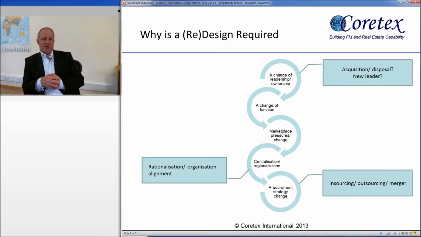Also, it might be that the marketplace is changing. It might be that your competitors are doing different things, and in which case you need to respond. In some cases, in fact, you may decide, or the person inside the estates and real estate and facilities function might decide that they want to emulate, copy what somebody they've met in the industry does. It might be that they want to learn lessons from other organizations. And indeed, that's perfectly fair, provided what you're trying to do makes good sense for your organization.